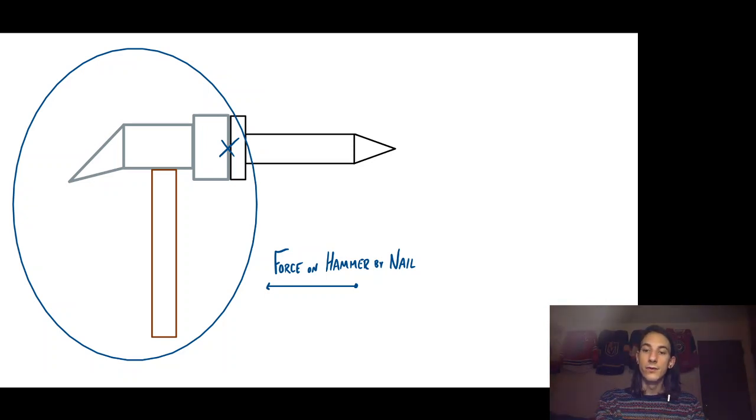So we have one force on the nail by the hammer, a force on the hammer by the nail, and then these are equal and opposite. These are one of our force pairs. So we have this force on hammer by nail, force on nail by hammer, and this is an action-reaction pair.